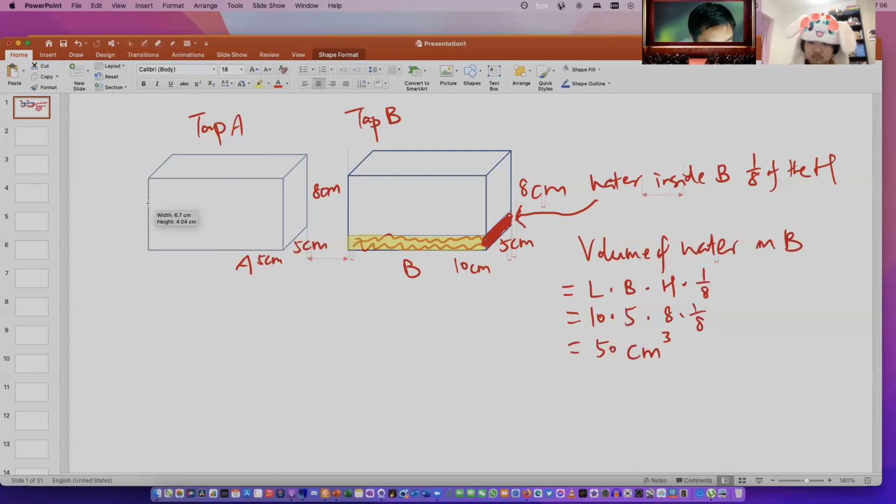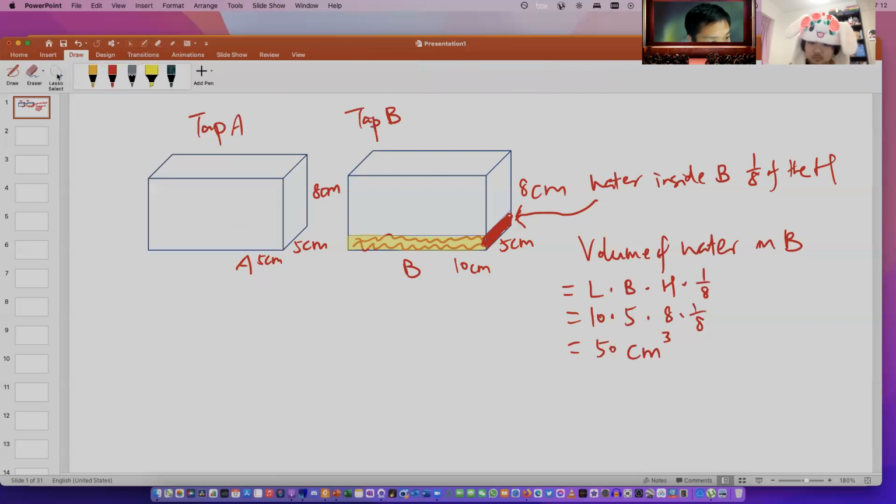So let's make it, we have the same container. Instead of 5 here, let's make it 10. So let's make it 10 as well. So you have the same container. Container B, you have 50 cm cube of water inside already. And then this one is empty.